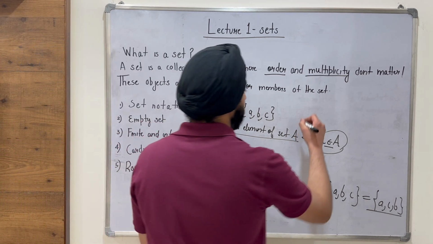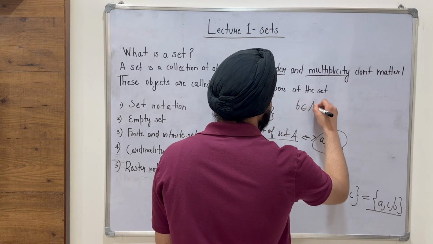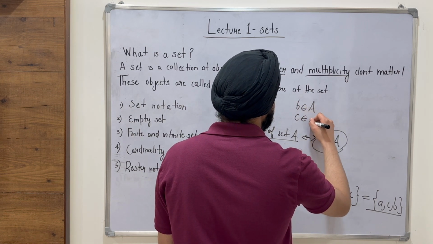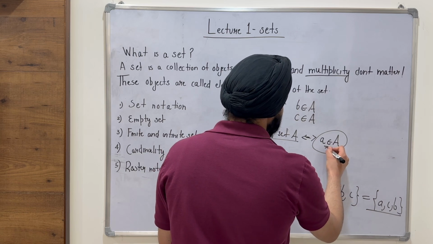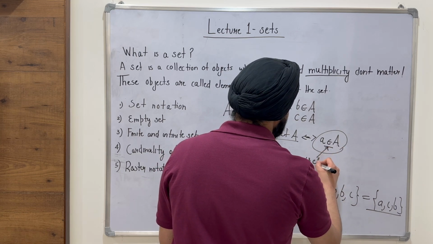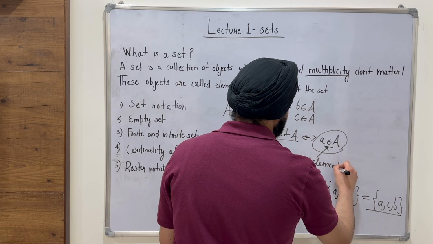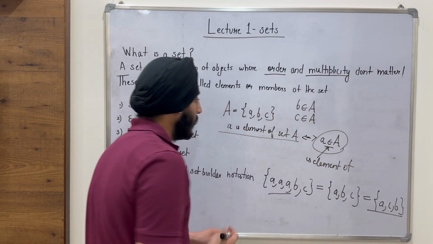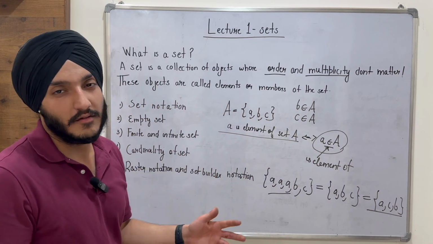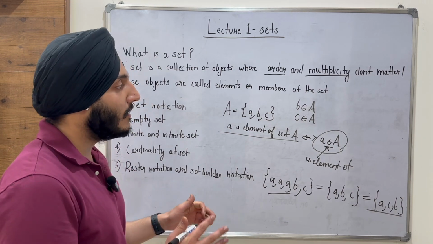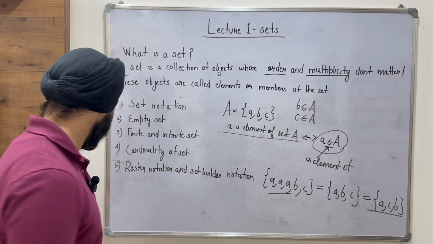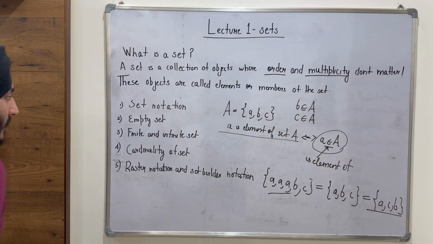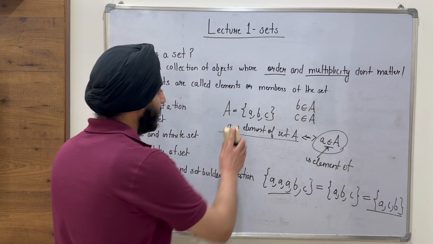Again, if I give you another example, b is also an element of A and c is also an element of A. So this basically means "is an element of." I hope you have a good understanding of the set notation. It's very important to understand and don't forget it. It's going to be useful in the future as well. Moving on, let's try to understand what an empty set is.